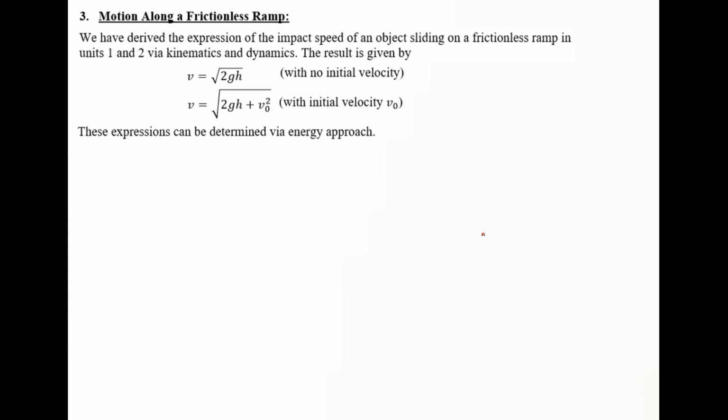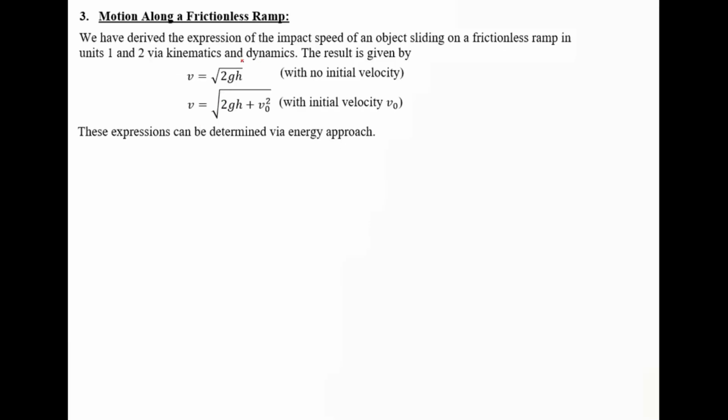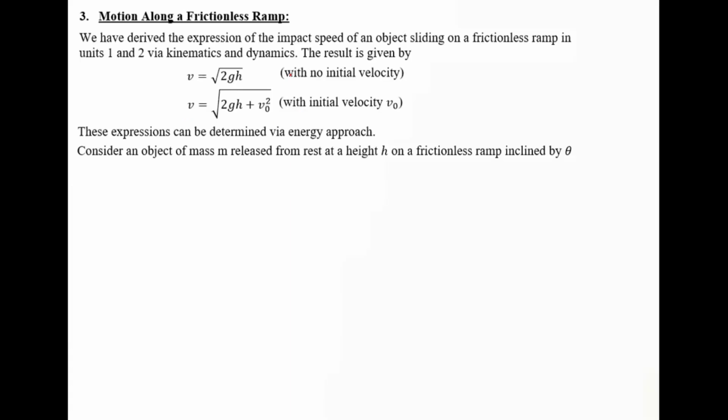These expressions can be determined via the energetic approach again. We remember that here h represents the vertical height and not the distance traveled along the ramp. The distance traveled along the ramp would be given by d sine theta. If you want to express it in terms of that, d would be the actual distance traveled along the ramp and theta would be the angle of inclination.